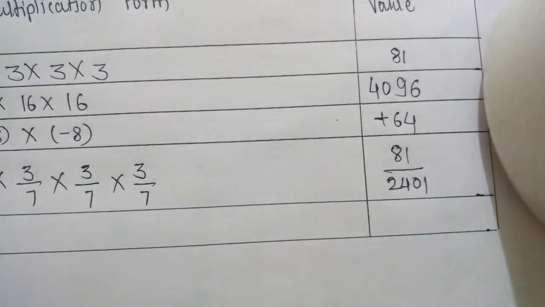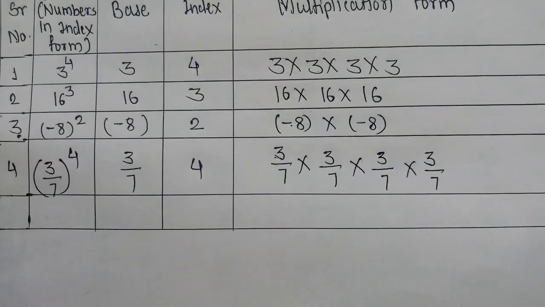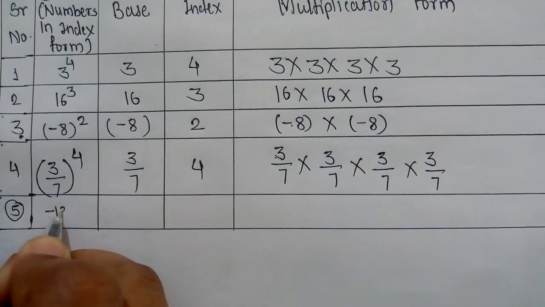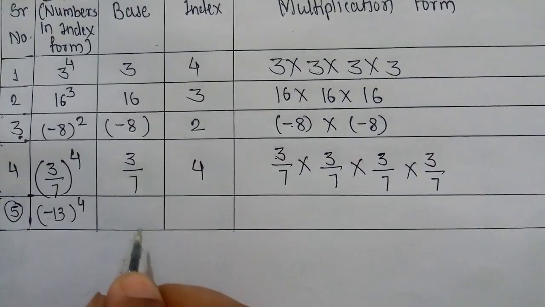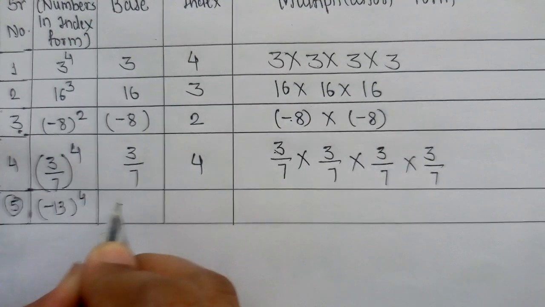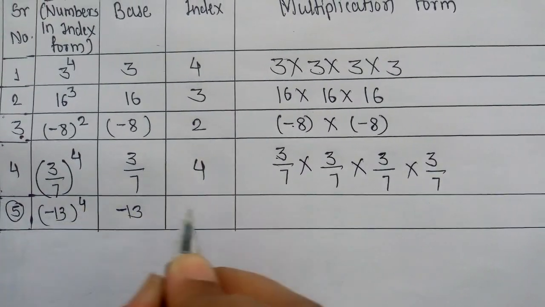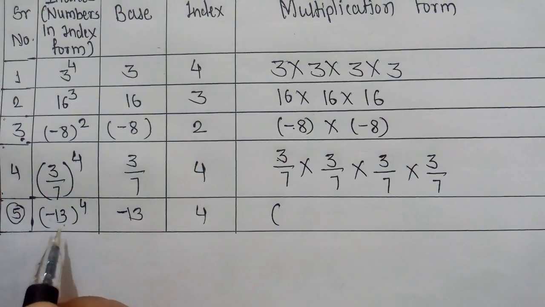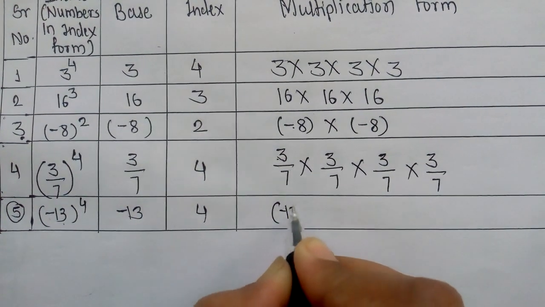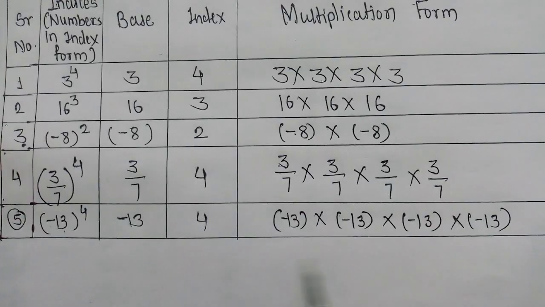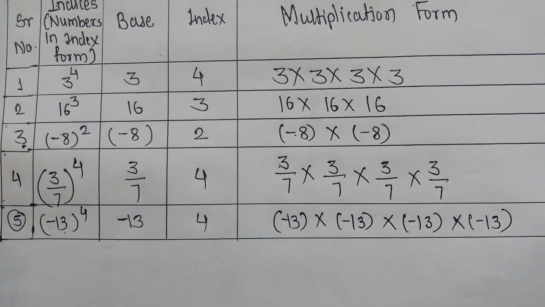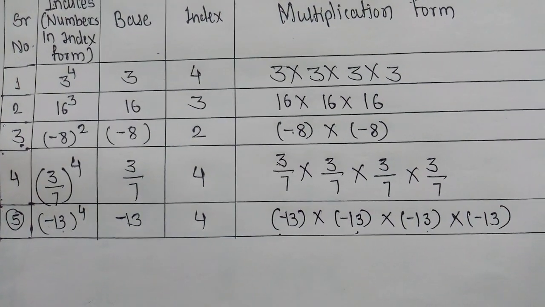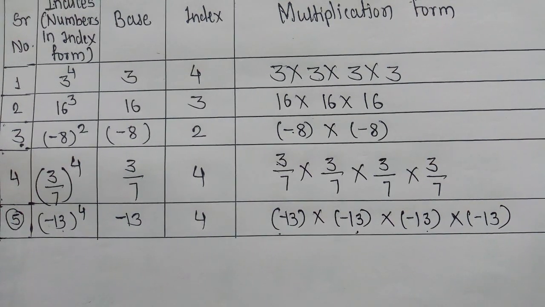2401. Now the last one, the fifth one, negative 13 raised to 4. So here you can write negative 13 raised to 4. The base is negative 13, so you can write negative 13 raised to 4. The index is 4. Here you can write how many times we will multiply this negative 13: 4 times. So negative 13 like this, 4 times. Now we will multiply that. 13 into 13 into 13 into 13. So it is 28,561.